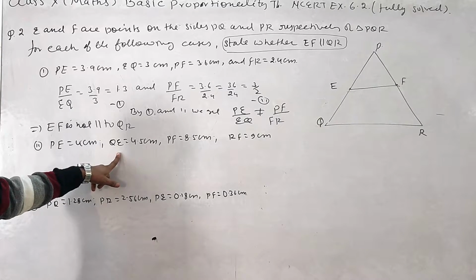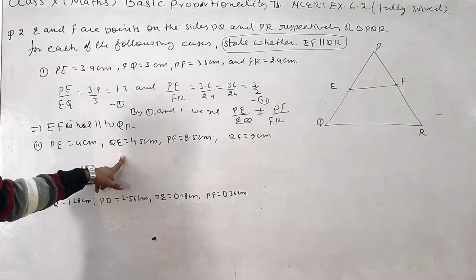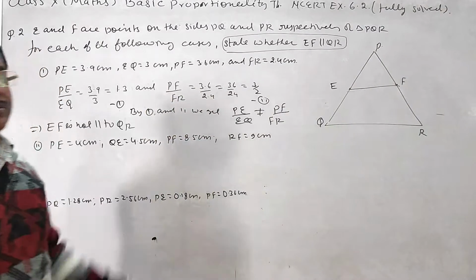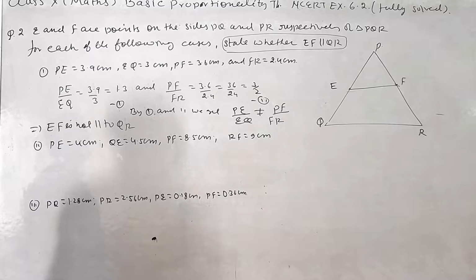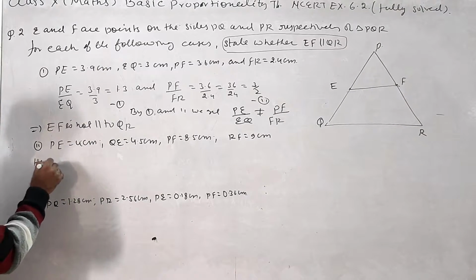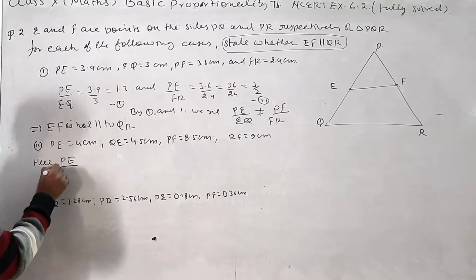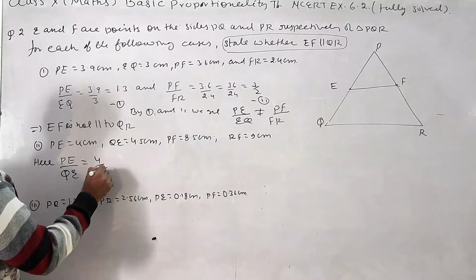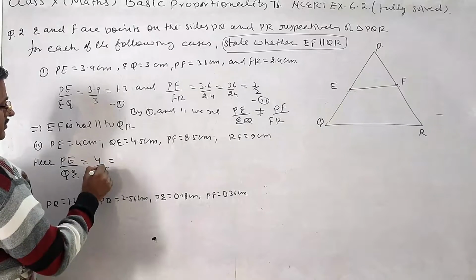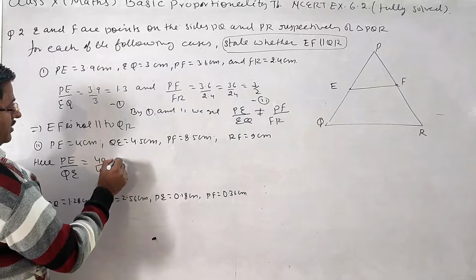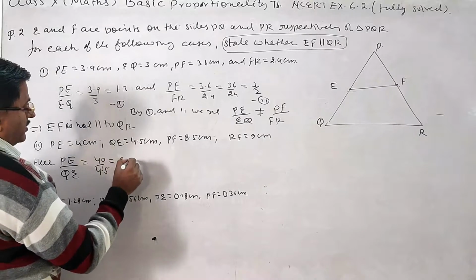Now we are given QE. Clear? And EF and again RF. All four same side are given different measurements. So here again we have to find the ratio PE upon QE, that is 4 upon 4.5. Here we remove the decimal: 40 divided by 5, that is 8 and 9.